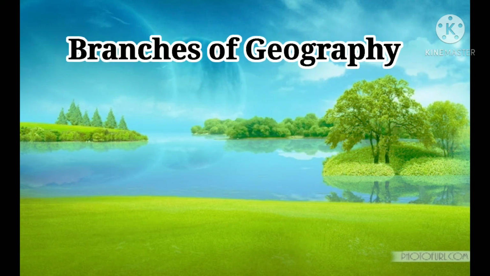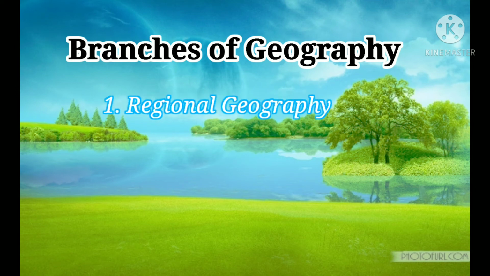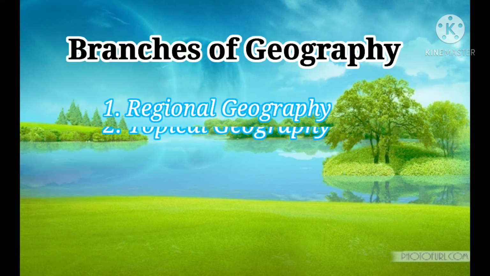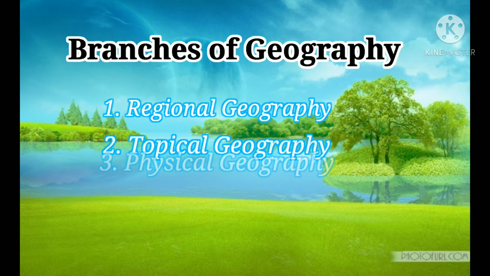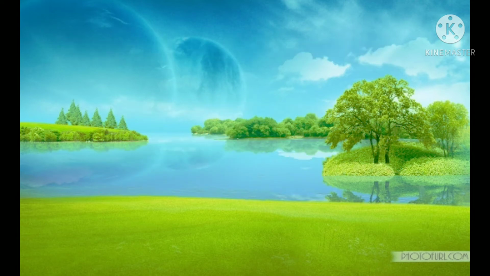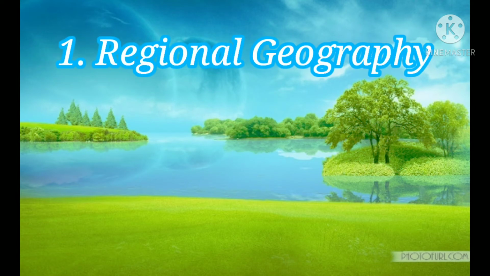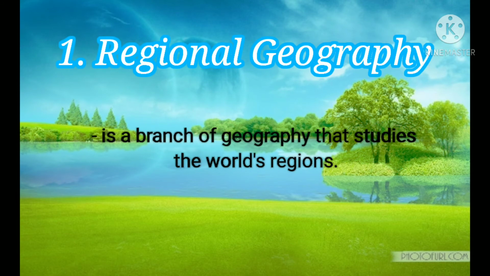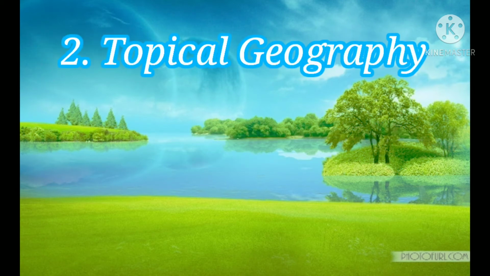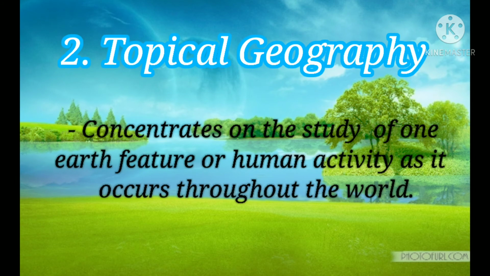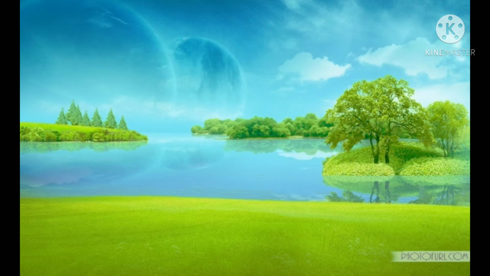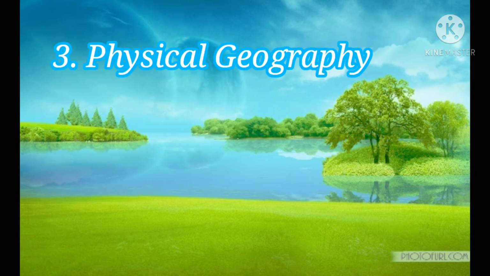Here are the main branches of geography. First is regional geography. Second, topical geography. Third, physical geography. When you say regional geography, it is a branch of geography that studies the world's regions. Number 2 is topical geography. When you say topical geography, it concentrates on the study of one Earth feature or human activity as it occurs throughout the world. And the last one is physical geography.